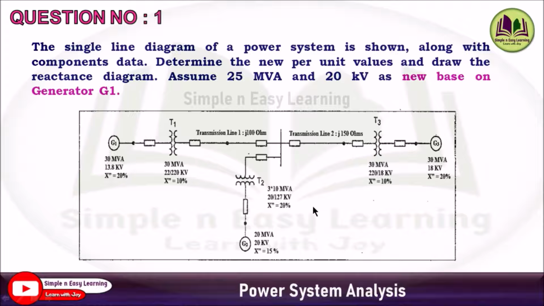And one more thing we need to note down: in transformer T2, it is 3 into 10 MVA. That means this transformer T2 is comprised of 3 single phase transformers in a single 3 phase transformer, and the voltage value is 20 by 127 kV. So in MVA they multiplied by 3, and in kV on the HT side we need to multiply by root 3. This type of problem we already solved, so I'll share the link in the description.